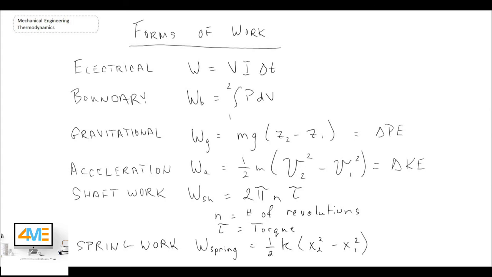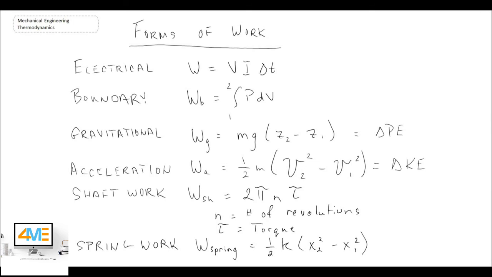Now there are other forms of work that you could have. You could have work due to moving an object in a magnetic field. You could have work due to moving an object within an electrostatic field, for example. You could also have work due to surface tension if you're drawing a system and changing an interface between a liquid and a gas. But these are some of the different forms of work that we'll be seeing in this course.